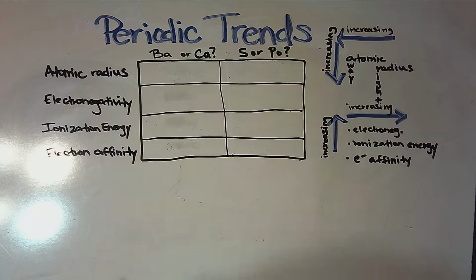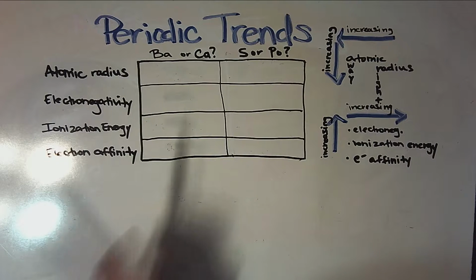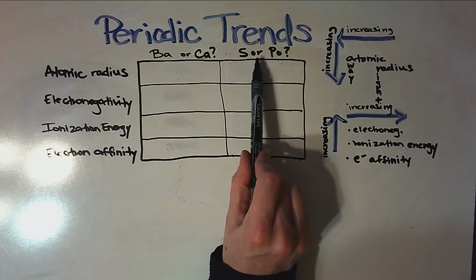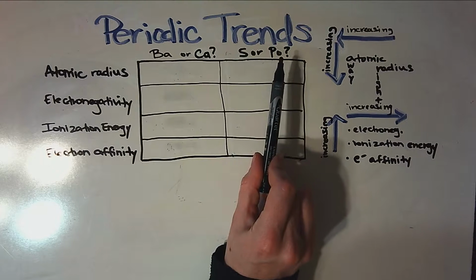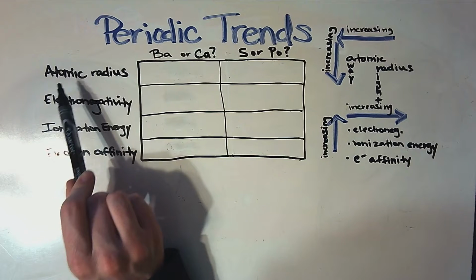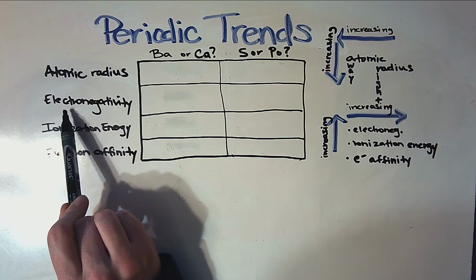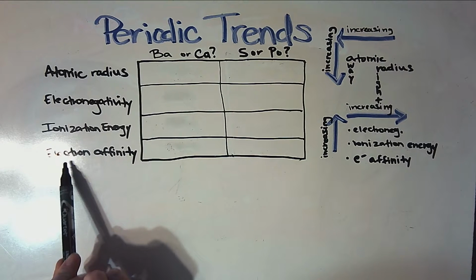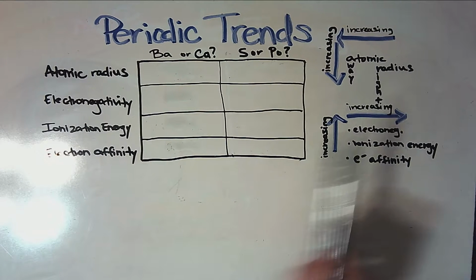We're going to look at a couple different pairs of atoms, so barium versus calcium, sulfur versus polonium. We're going to determine which one has the larger atomic radius, electronegativity, ionization energy, and affinity for gaining electrons.